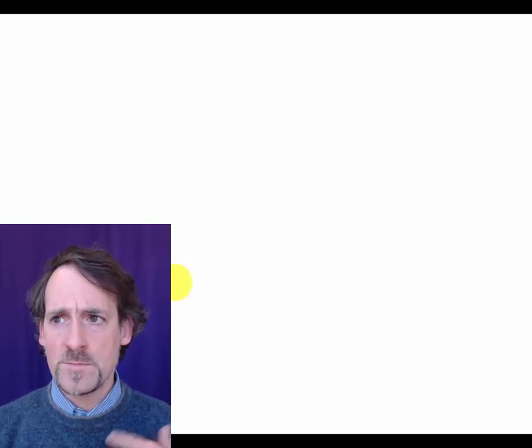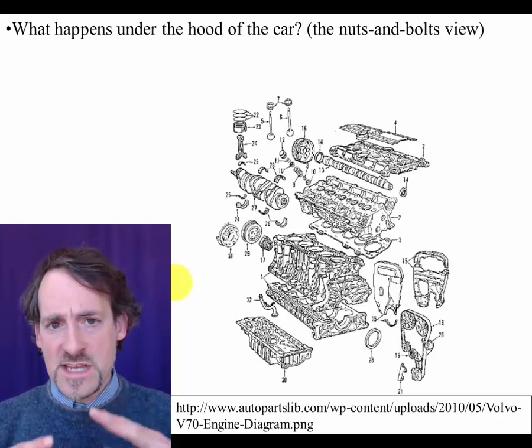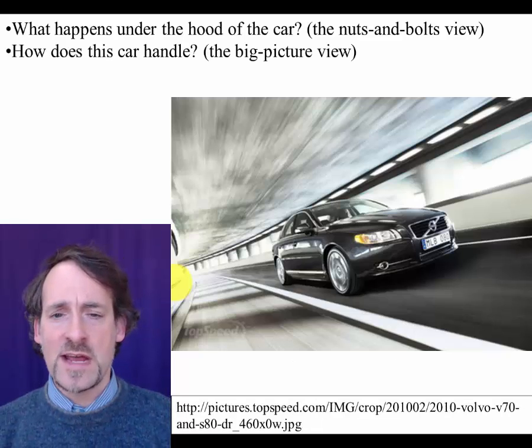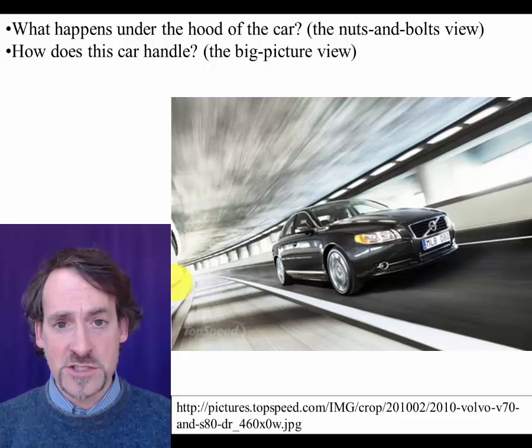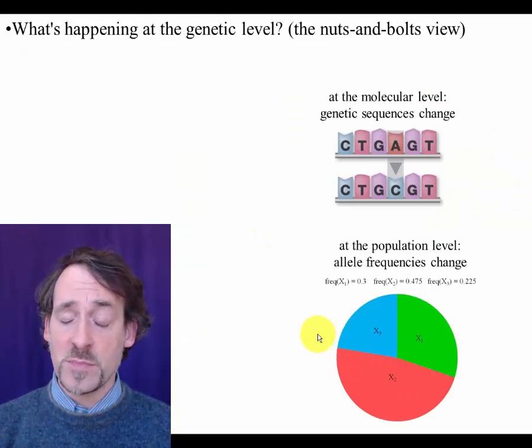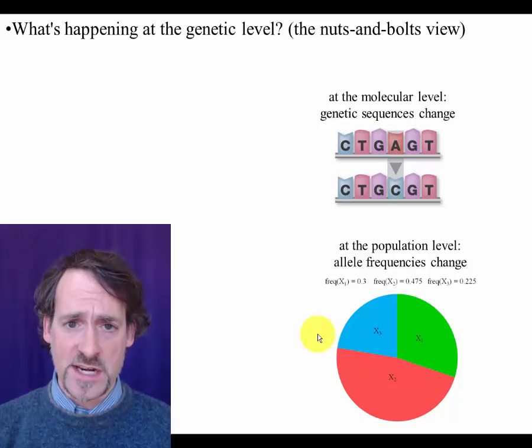You should remember last time when we were talking about mutations, I talked about two different perspectives from which you can look at evolution. There's what's happening under the hood of the car, the nuts and bolts view, and then how does the car handle? That's the big picture view. In order for you to understand the nuts and bolts view of natural selection, we're going to have to get into what's called population genetics.